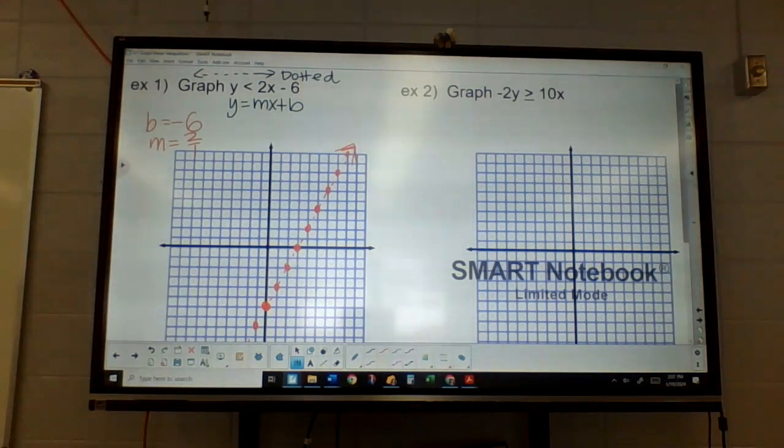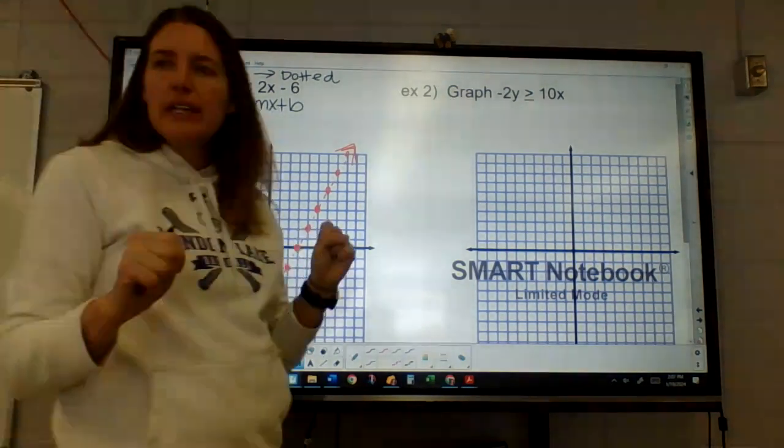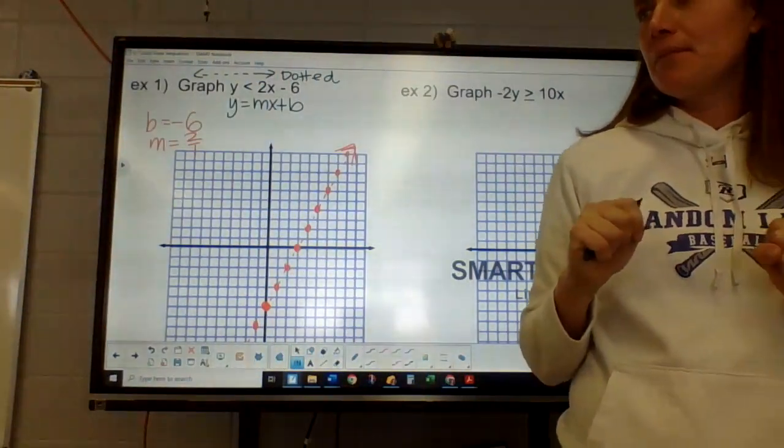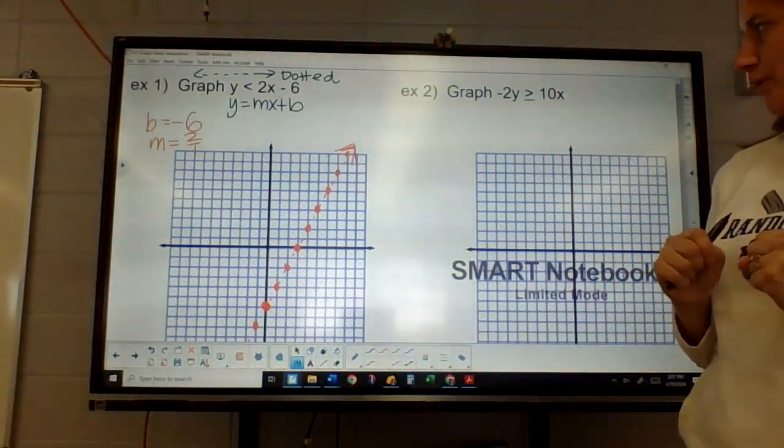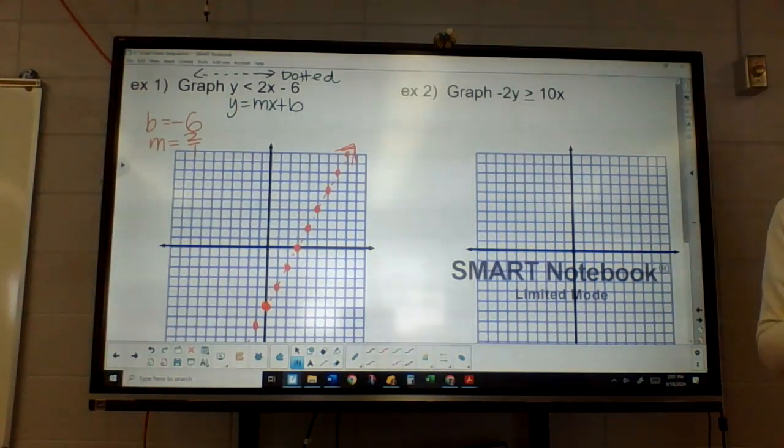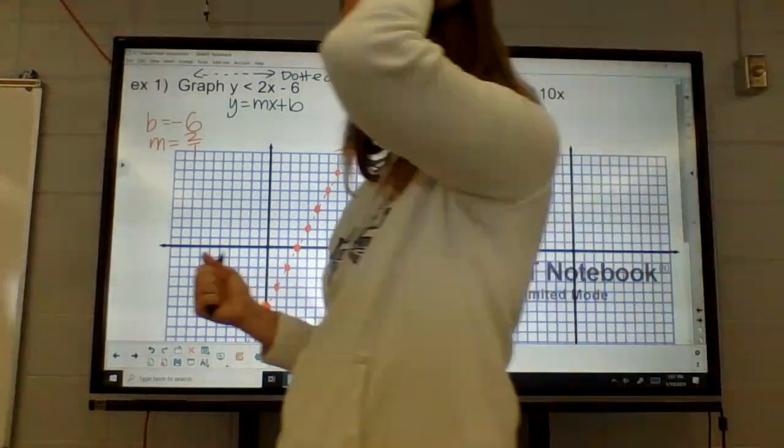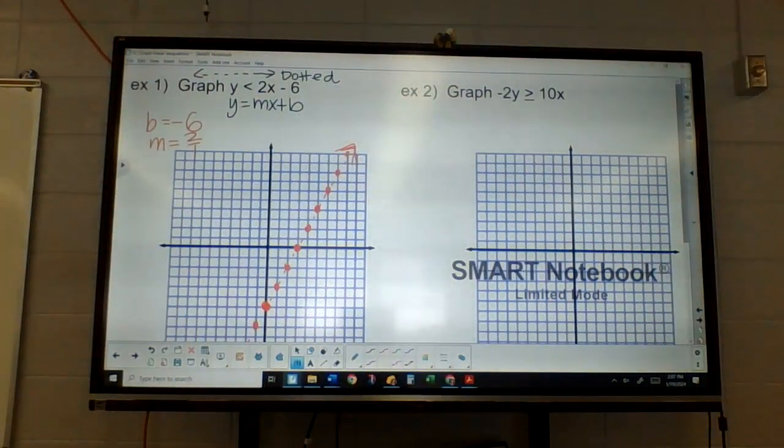Does anyone have an idea of a really good, easy spot to test? What would be a point that I could pick on this graph that would really help me to check? Yep, 9, 3. I would not probably choose 9, 3. It would work, but 3, 0, there's probably an even easier one. You're really close. 1, 0. 0, 1. 0, 0. How about 0, 0? I really like testing 0, 0. I like picking points that are the same. X and Y are 0 because I can't get them mixed up. They're both 0, and they're really easy points to put into my equation.